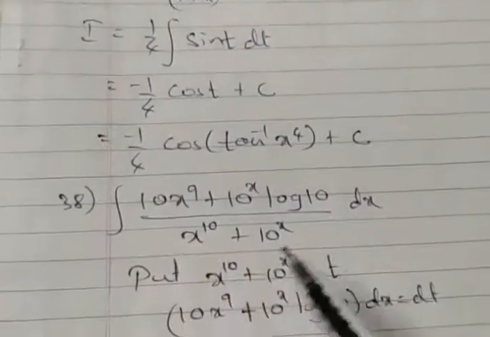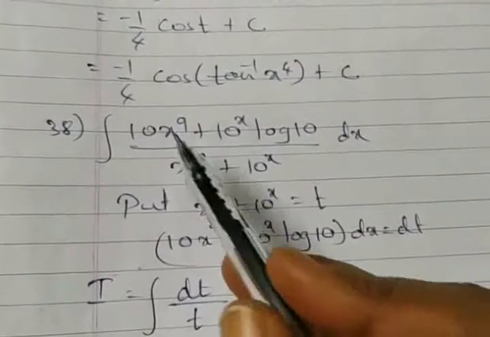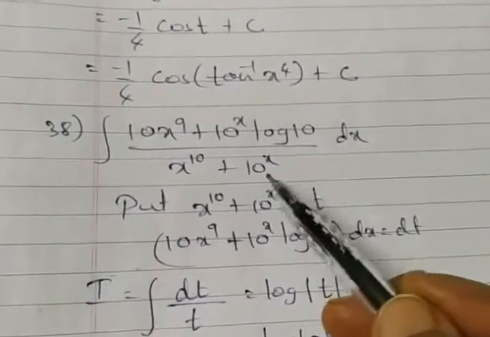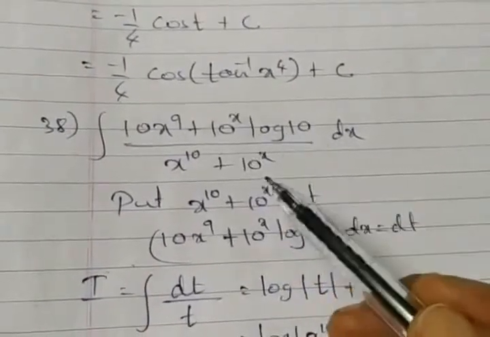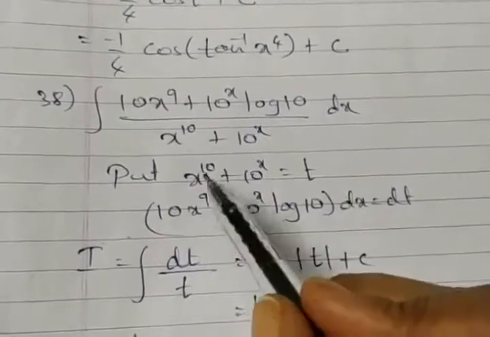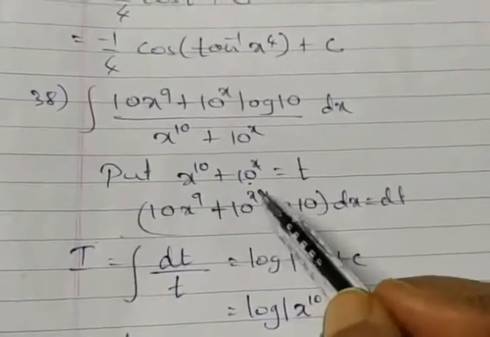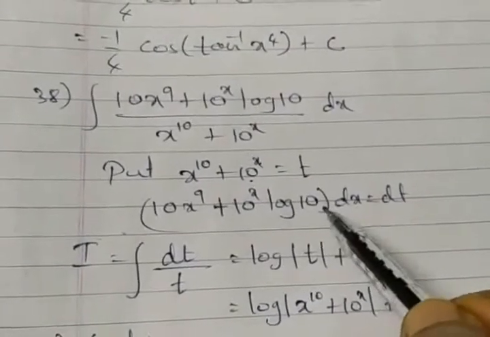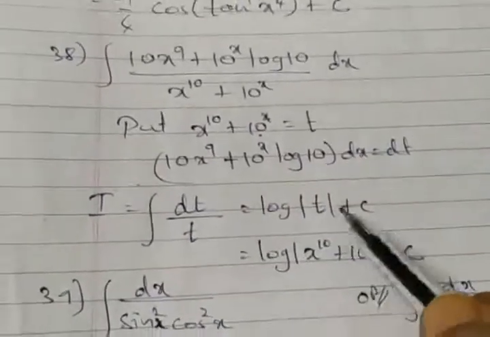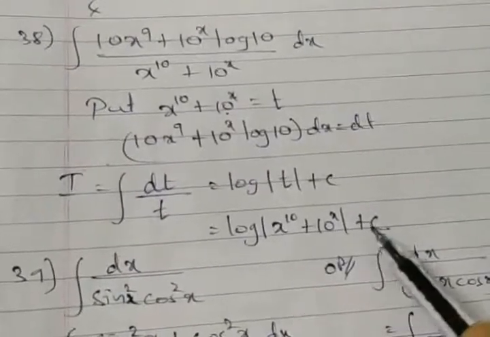Practice this question. Okay, 38th question, very well you can guess it. x raised to 10 is there, differentiation 10x raised to 9. 10 raised to x is there, differentiation d by dx of 10 raised to x is 10 raised to x into log 10. Put the denominator equal to t. Numerator differentiation 10x raised to 9. Differentiation of a raised to x is a raised to x log a, so 10 raised to x log 10. With respect to x it is dt. So we are left with integration of dt by t, which is log mod t. Therefore we have the answer: log mod of x raised to 10 plus 10 raised to x, plus c.